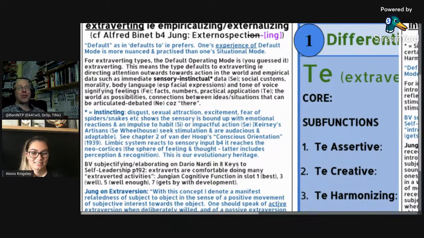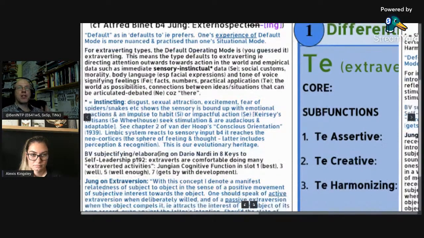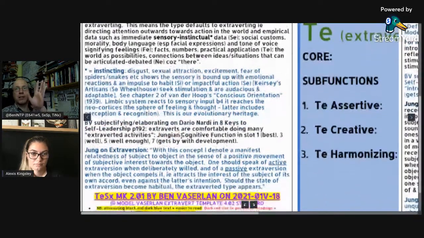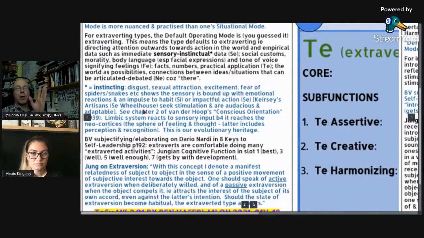Default, as in defaults to, i.e. prefers. One's experience of default mode is more nuanced and practiced than one's situational mode. For extroverting types, the default operating mode is, you guessed it, extroverting. Yes, you're going to get some extra stuff now that I didn't cover in the other one. The default mode is extroverting. This means the type defaults to extroverting, i.e., and then I give some examples.